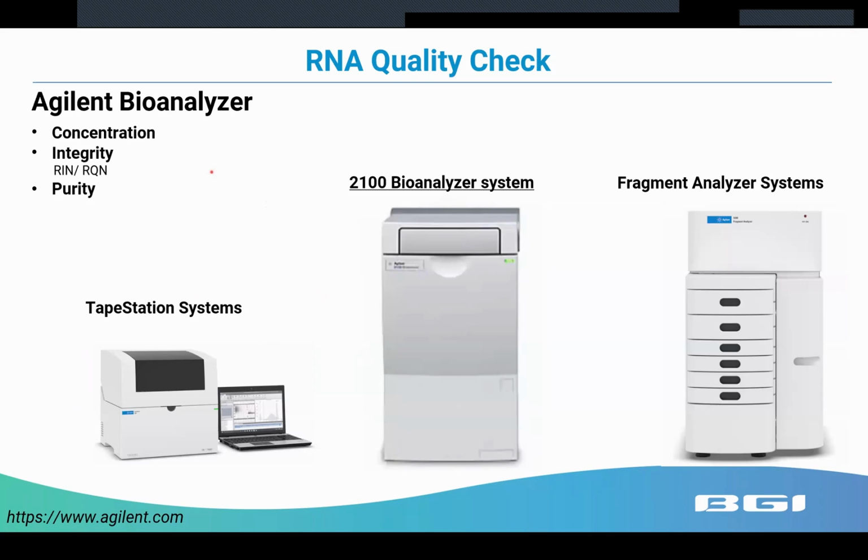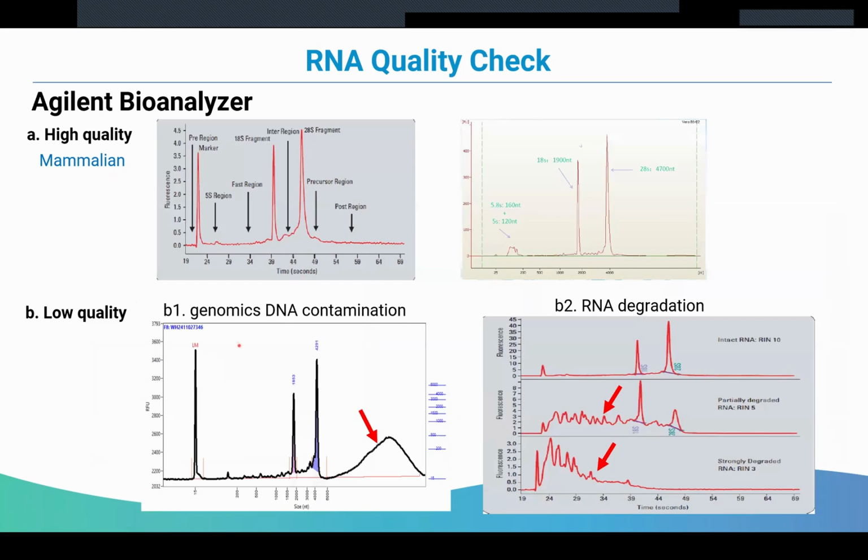This counting model is actually trained based on lots of data from mammalian animals, mainly from human and mice. And some of the Agilent instruments use the RIN value. Some of the equipment uses the RQN value. Next, I will show you some cases.